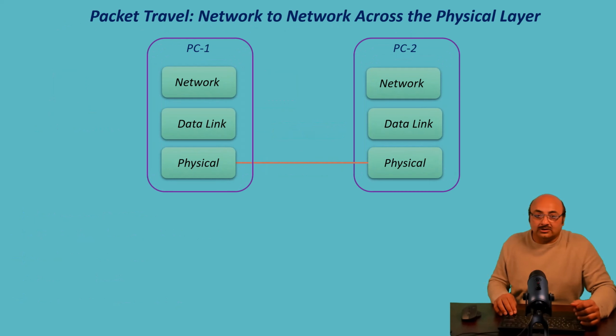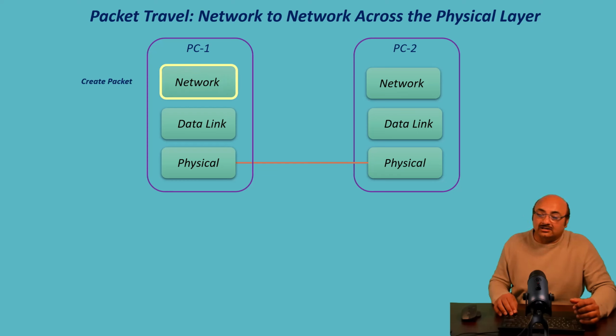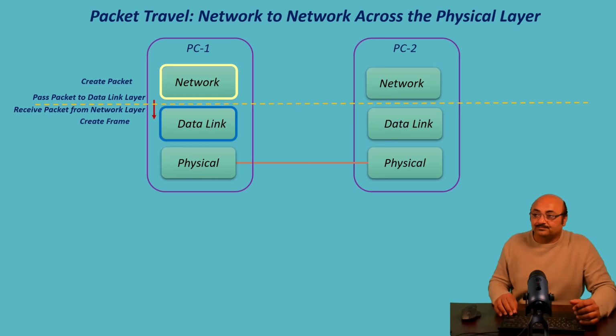We have PC1 and PC2. We have the 3 layers on both sides. PC1 is the transmitting side and PC2 is the receiving side. On PC1 at the network layer, a packet is created. This packet is then sent down across the boundary. The data link layer receives the packet and then creates a frame.